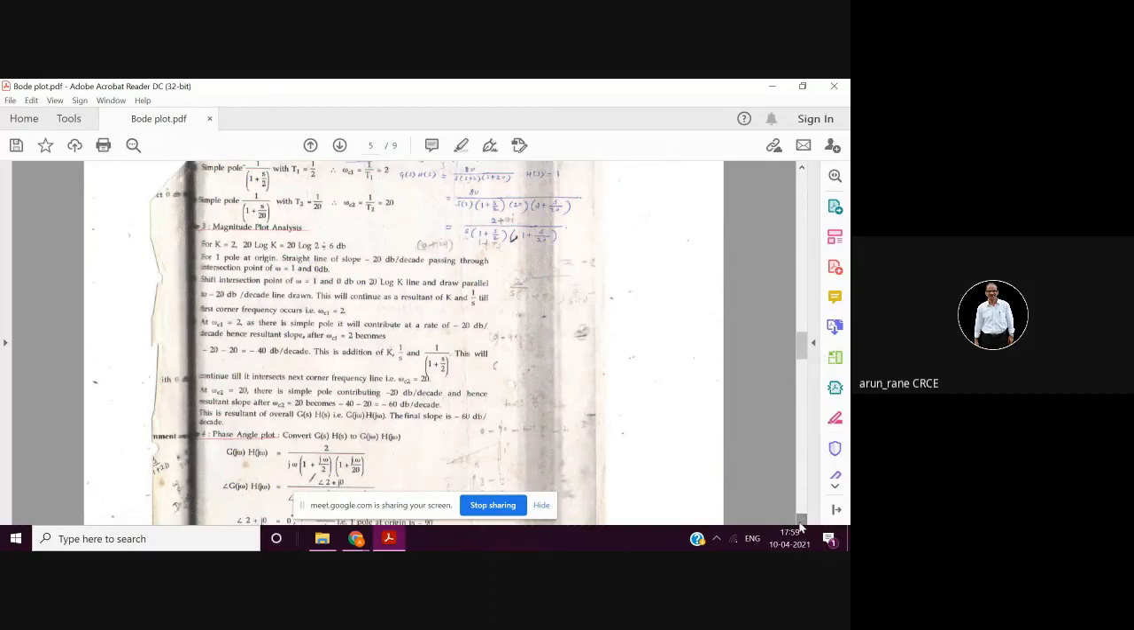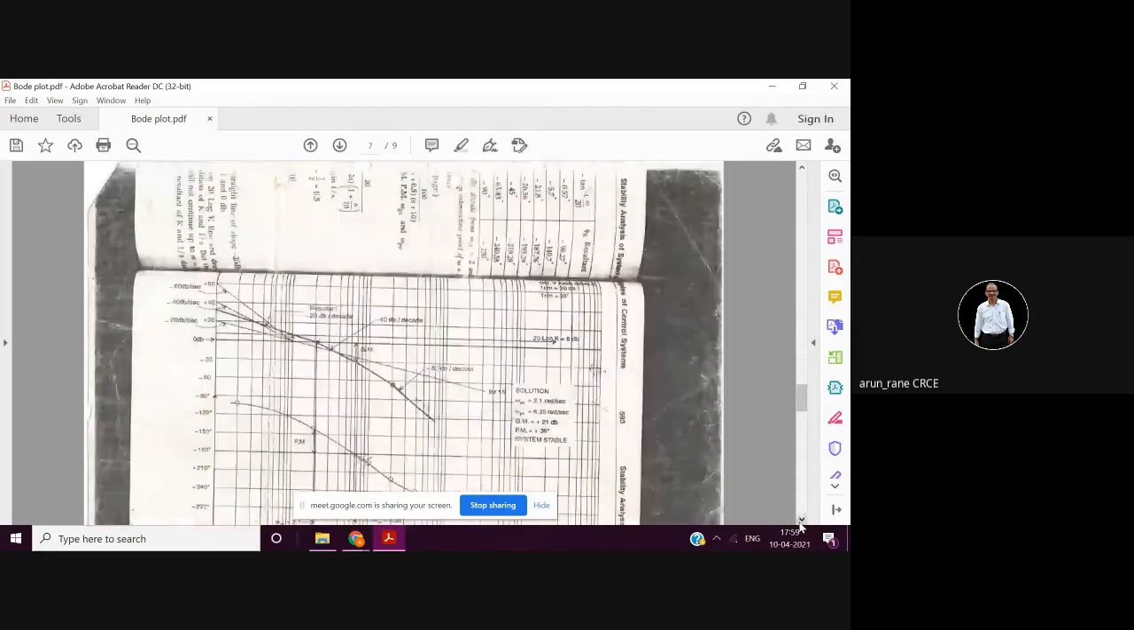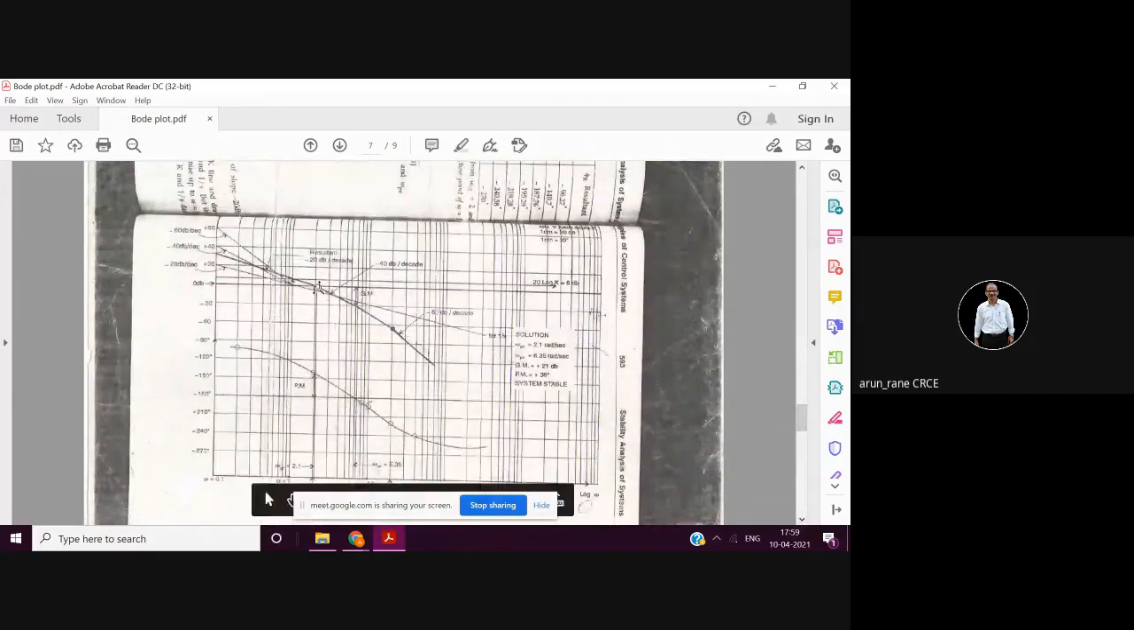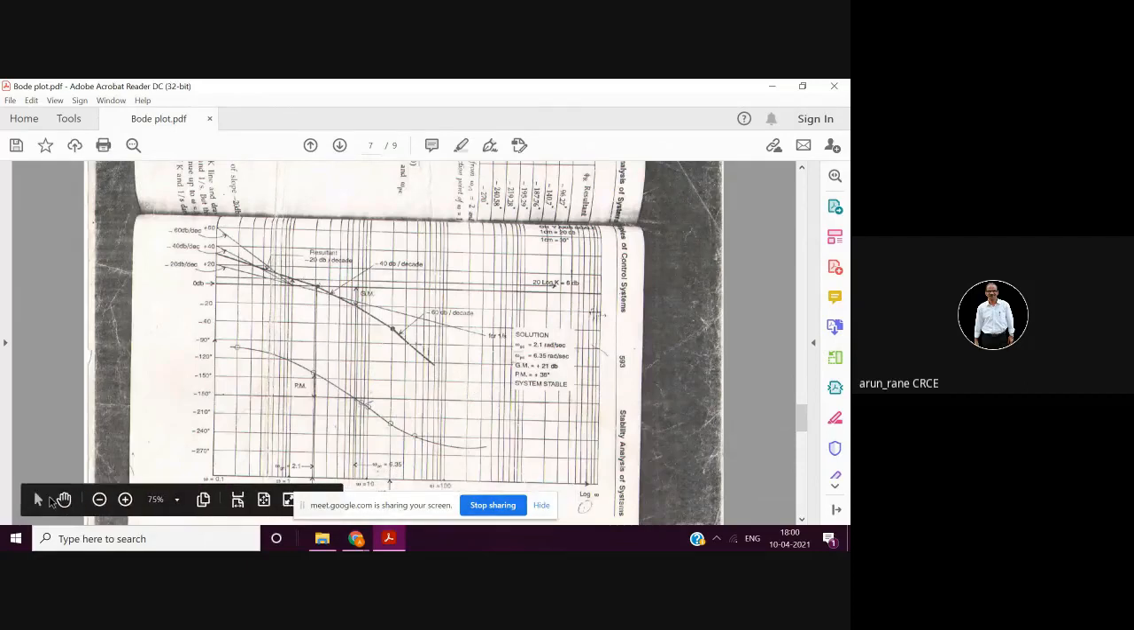So this is very simple, though it gets a little complicated on the graph. Now from this point you will draw a line parallel to 40 decibel, like this, from here. Now where it is changing, it will change at this point. First change here. And what is this value?